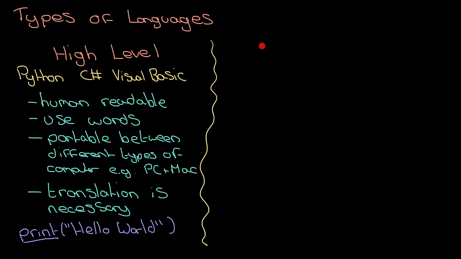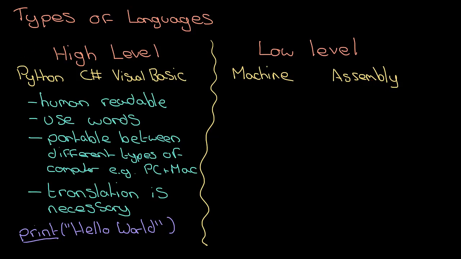So here we go. Two main types of low-level languages. We're either talking about machine code itself, so that is a sequence of zeros and ones, binary code, or we're talking about assembly. So here is machine code here at the bottom.